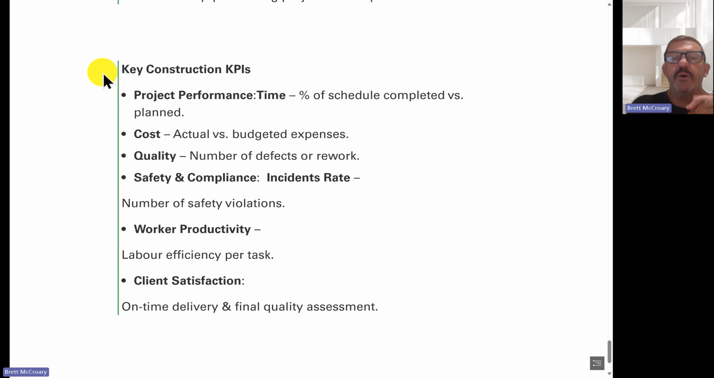Key construction KPIs. Project performance: time, as a percent of your schedule completed versus plan. So checking to see how it's gone. Cost, your actual versus your budgeted expenses. Keep an eye on that. Quality, number of defects or rework. You don't want that. You should not be having it. Safety and compliance, incident rates, number of safety violations. Worker productivity, which is important: labor efficiency per task. Client satisfaction, so on-time delivery and final quality assessment. I hope that helps.